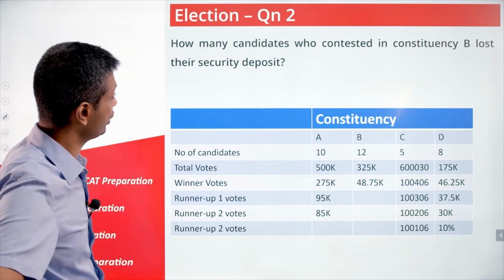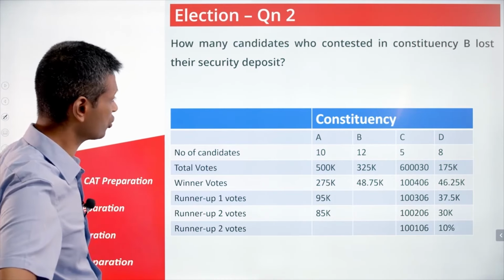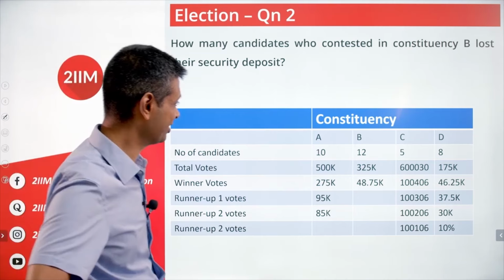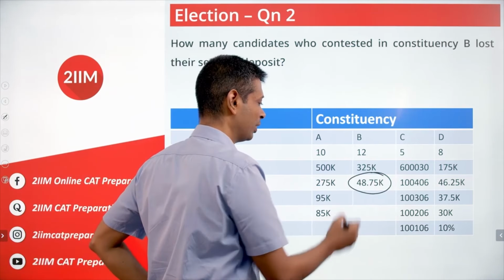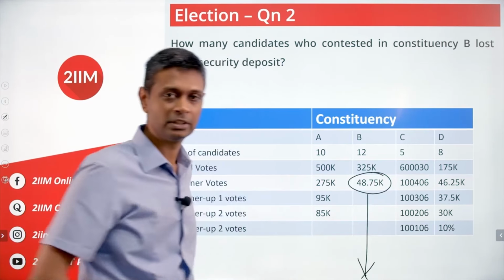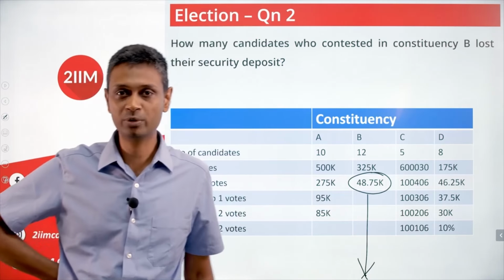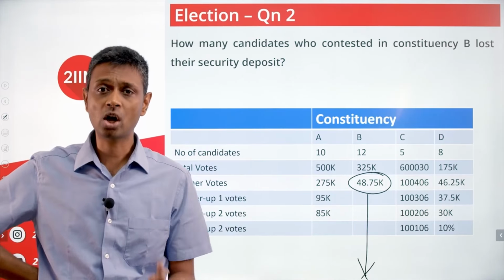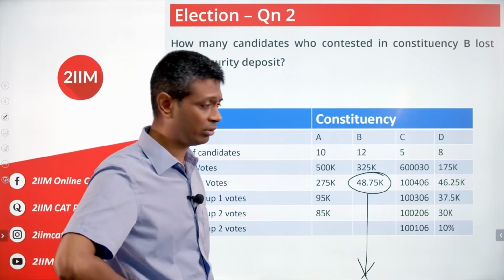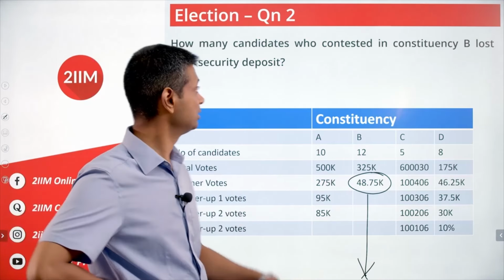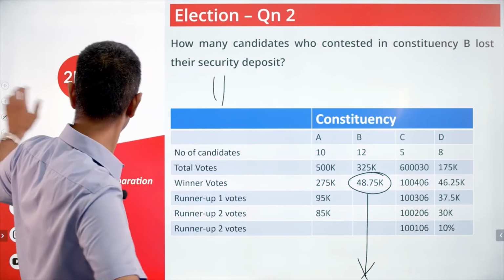How many candidates who contested in constituency B lost their security deposit? Discuss this. This guy doesn't lose. He is 1. Everybody else loses. So out of 12, 1 candidate won. That much we know. The remaining 11, they all lost. And they all polled less than 1/6. So 11 guys lost their deposit.